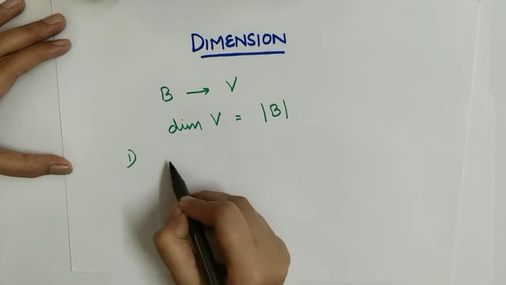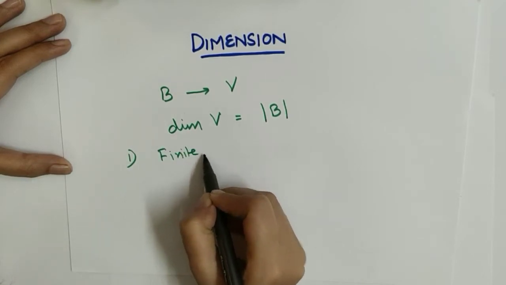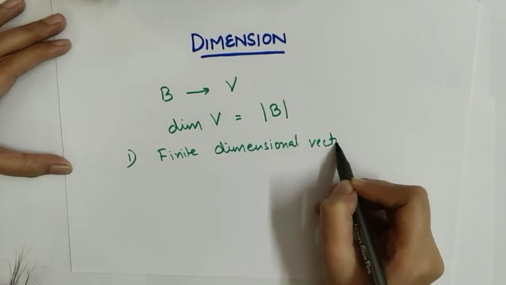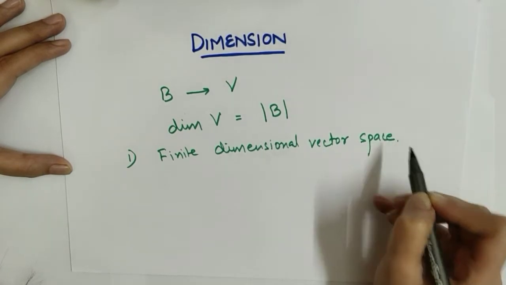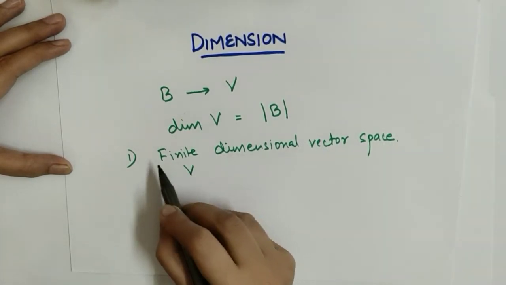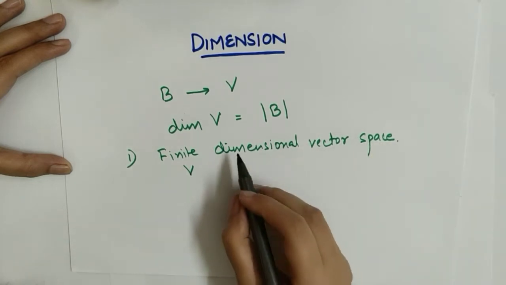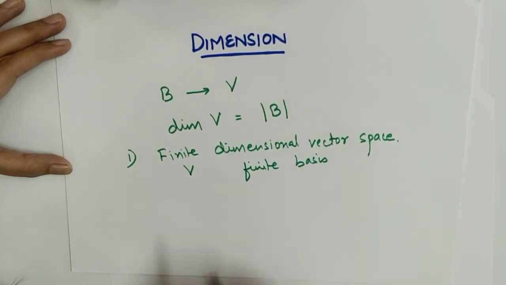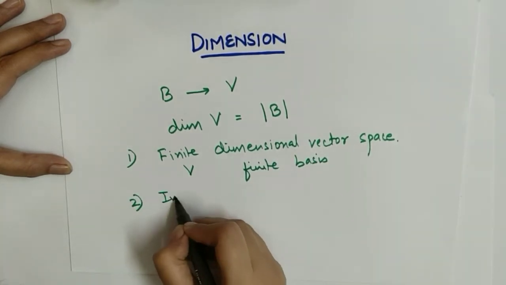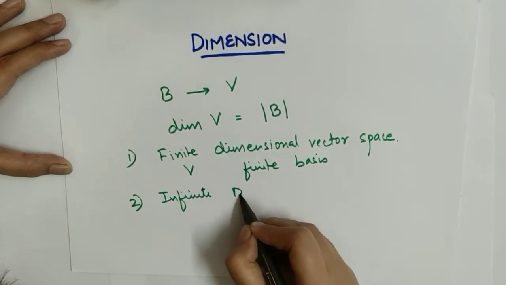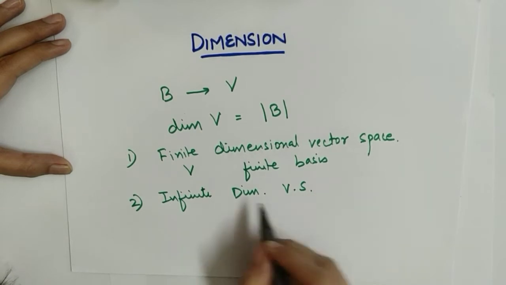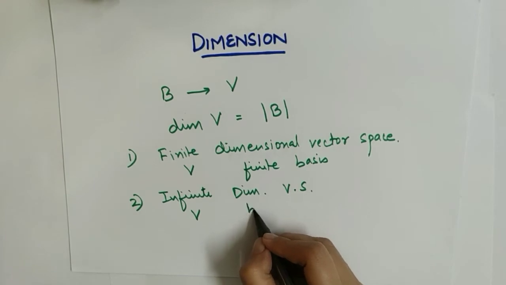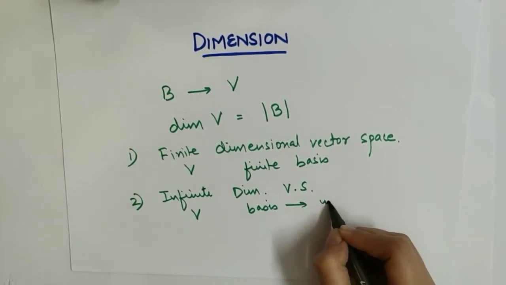Accordingly, we have finite dimensional vector spaces. So a vector space V is said to be a finite dimensional vector space if it has a finite basis. Secondly, we have infinite dimensional vector spaces. So V is said to be infinite dimensional if it has a basis which is not finite. So we have an infinite basis.